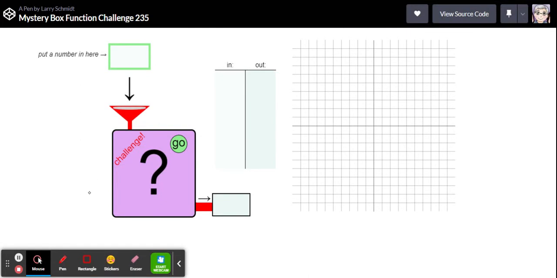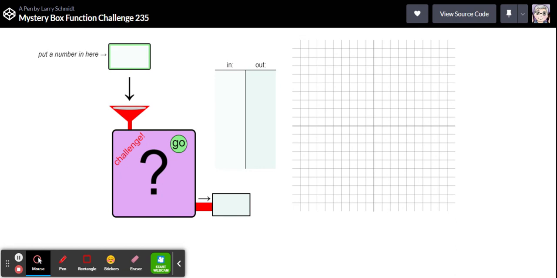In the purple box there is some mystery math and your challenge is to figure out what it is. Today is a Friday, so that math is supposed to be more challenging. You can use the link in the description to try this out, and when you think you've got an idea, come on back and see if we get the same thing.